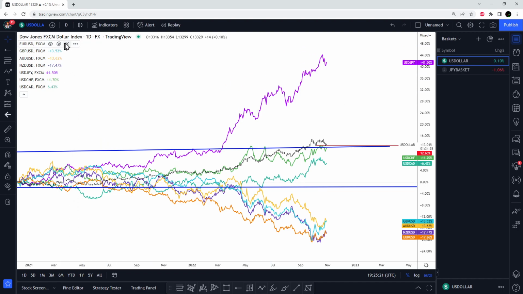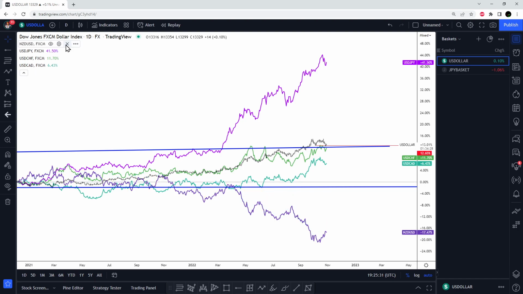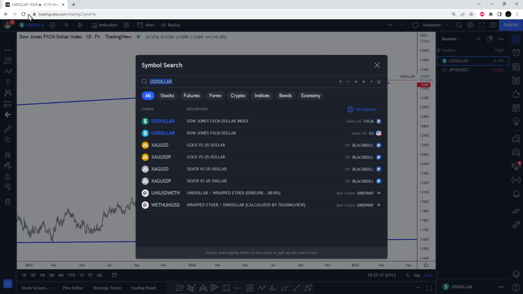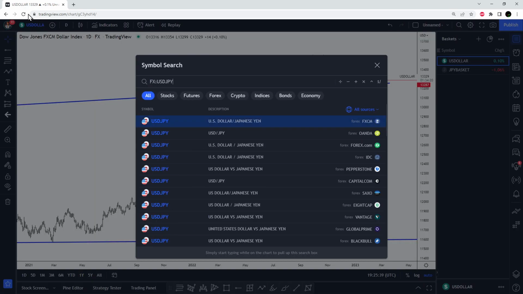So now I have my candidates. So if I want to take a position on US dollar, but with different pairs, these three would be the candidates. So the one that's most obvious here is the USD yen. So let's go take a look at that chart. So USD yen.